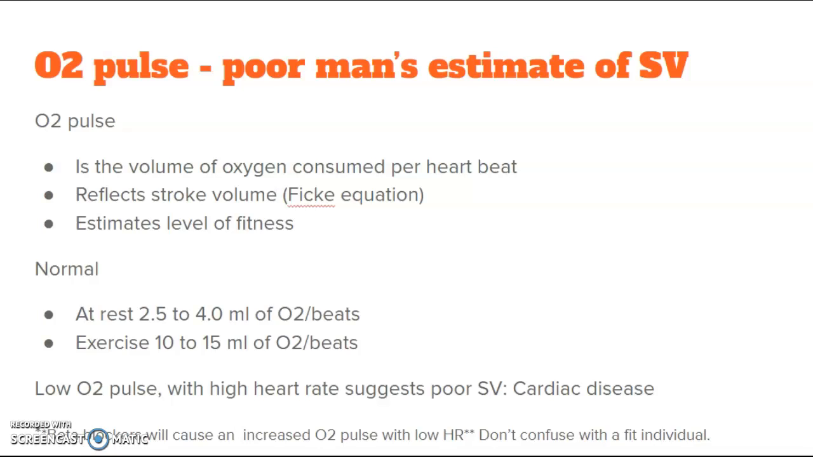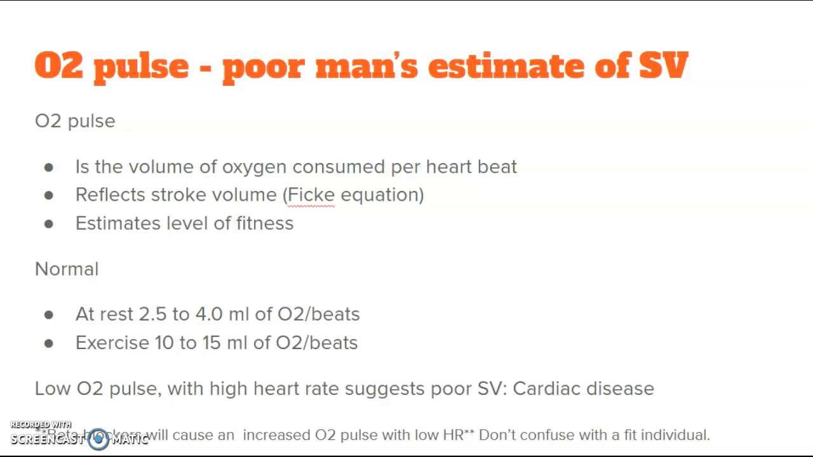As a side note, a healthy person is going to exercise, and you're going to see their heart rate go up close to their max. You're going to see them get to their 15 milliliters of O2 per beat for their O2 pulse, so you're going to see that good stroke volume. But their heart rate is going to be somewhat lower.